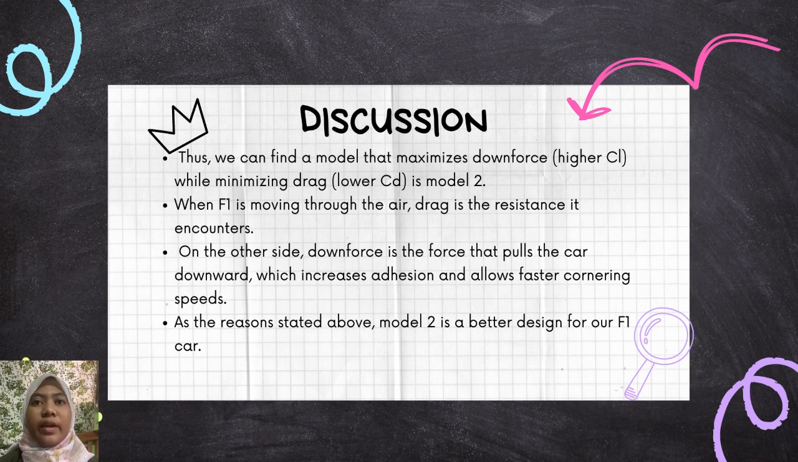Thus, we can find that the model that maximizes downforce, which is higher CL, while minimizing the drag, which is lower CD, is Model 2. When F1 cars are moving through the air, drag resistance is encountered. On the other side, downforce is the force that pulls the car downward, which increases adhesion and allows faster cornering speed. As the result stated above, Model 2 is the better design for our F1 cars.